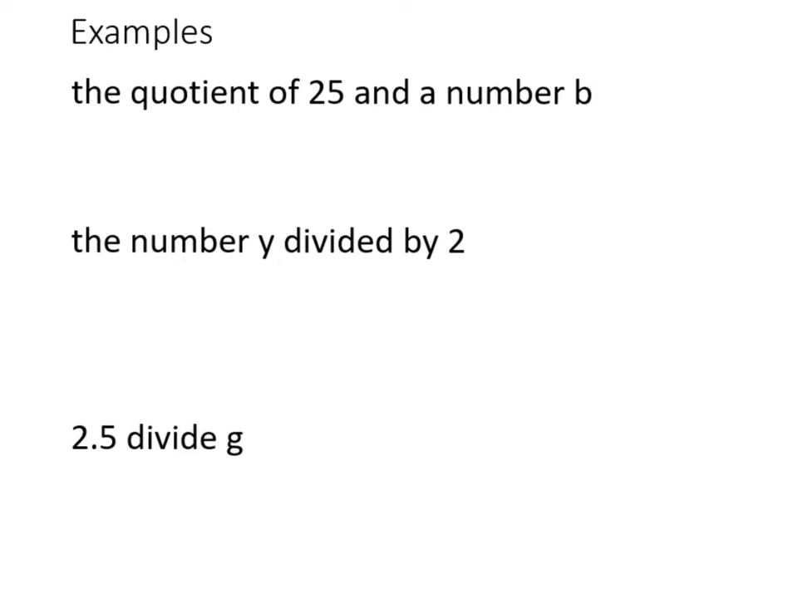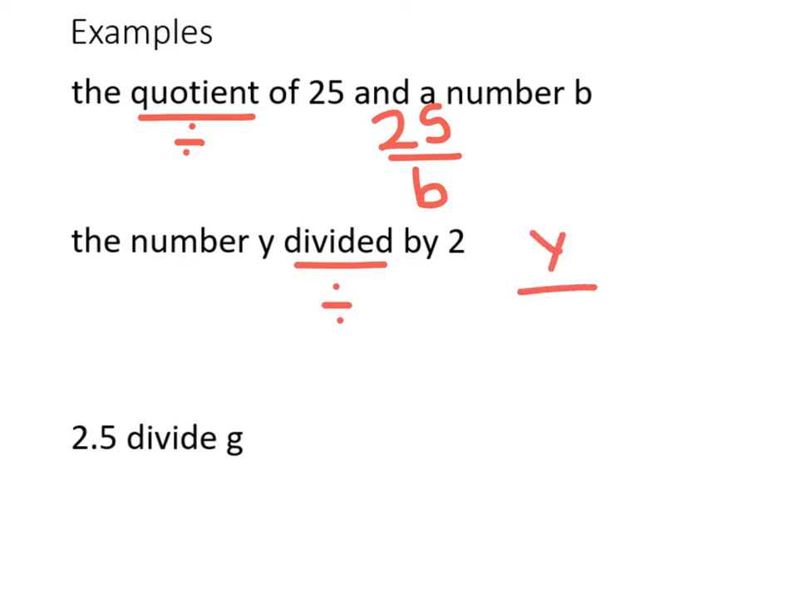And for the last set of examples, we first have the quotient of 25 and a number b. The term quotient indicates that we're using division. So our expression would be 25 divided by b, again using that fraction bar. The next example is the number y divided by 2, and the term divided indicates that we're using division. So our algebraic expression would be y divided by 2. And the last example is 2.5 divided by g. And again, divide indicates we're using division, so our algebraic expression is 2.5 divided by g.